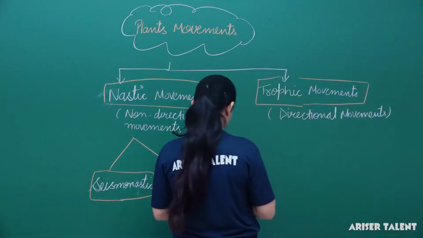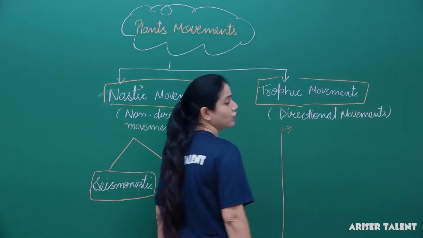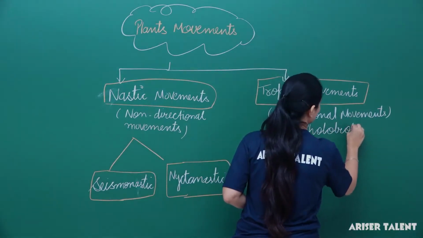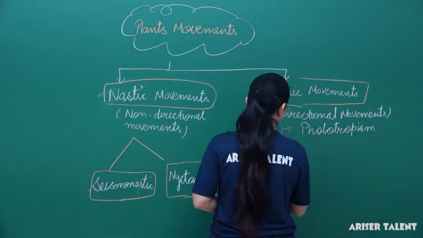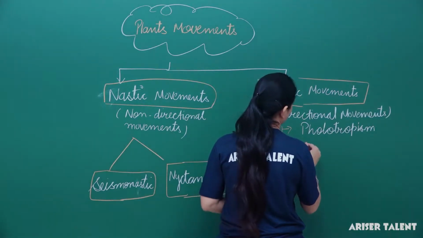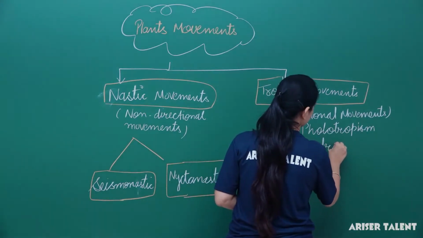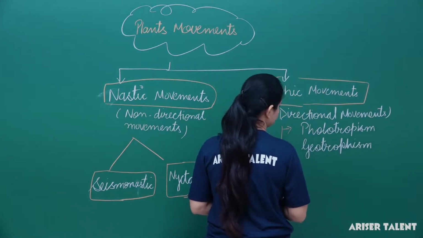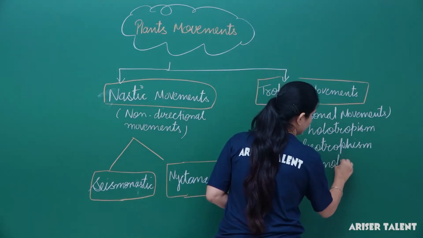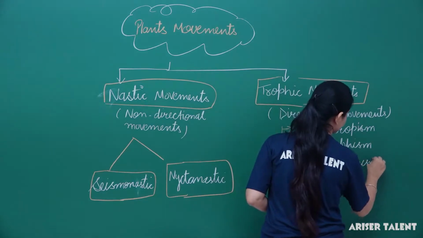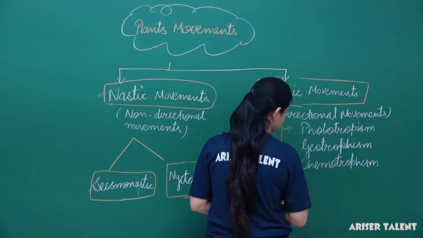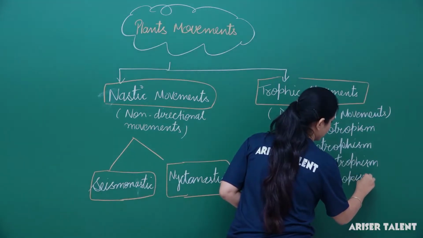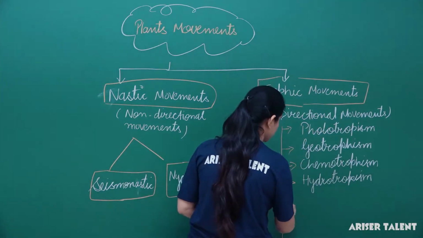These are generally of different types, like phototropism, geotropism, chemotropism, hydrotropism, and thigmotropism.